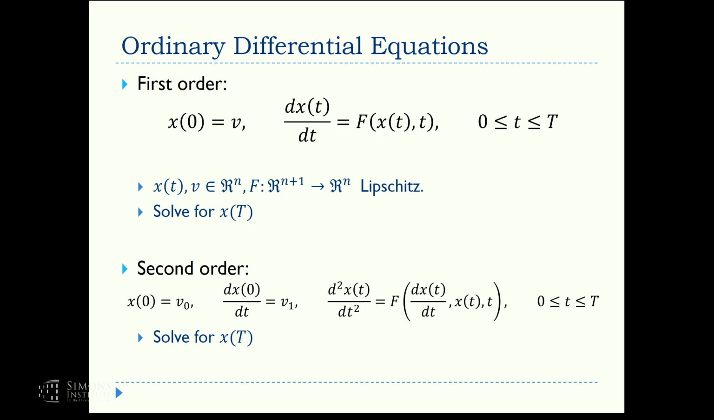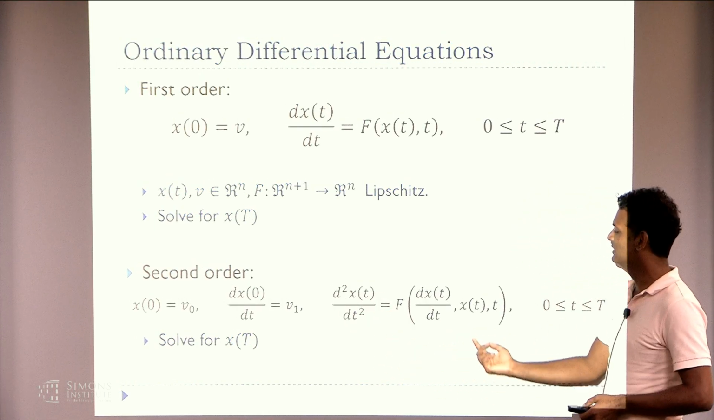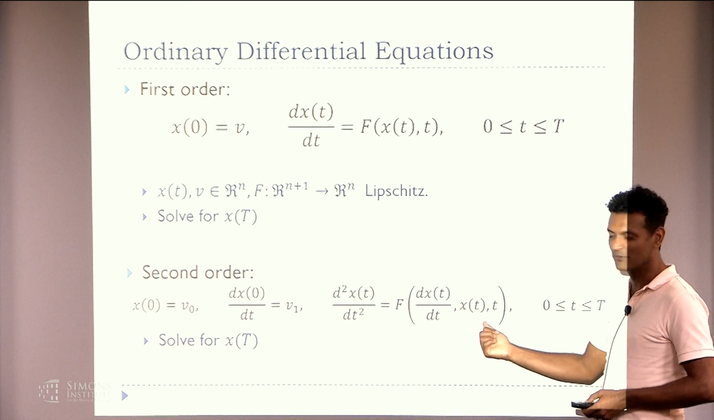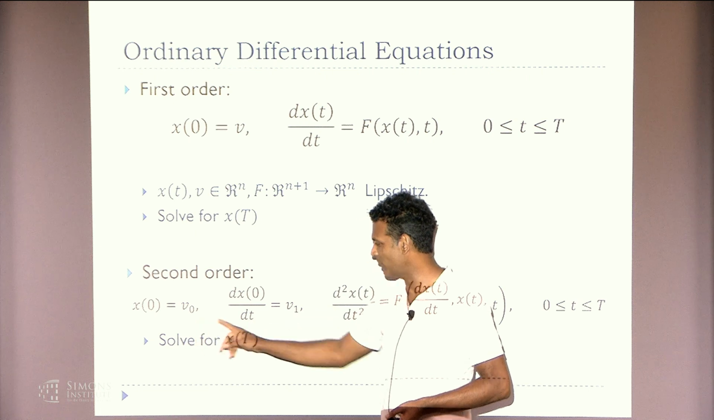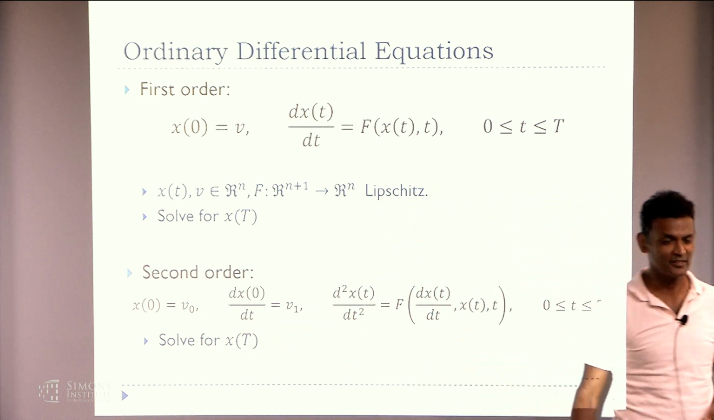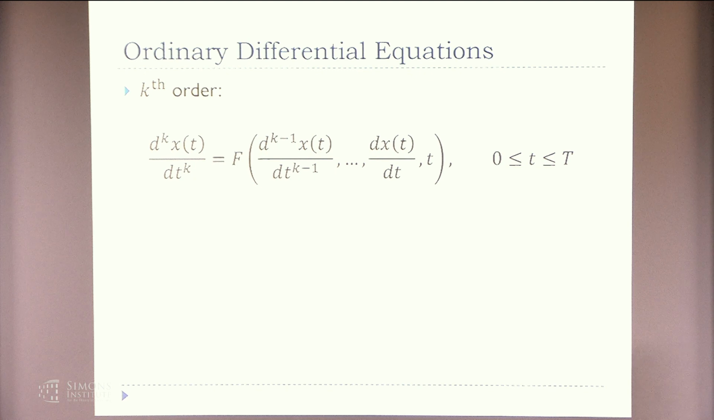Second order ODE would be your second derivative depends on the first derivative, the point you're at, and time, and you know initial conditions for both the point and the first derivative. And again, you want to solve up to some time window. And then, of course, there's a kth order. So it's a family of problems.